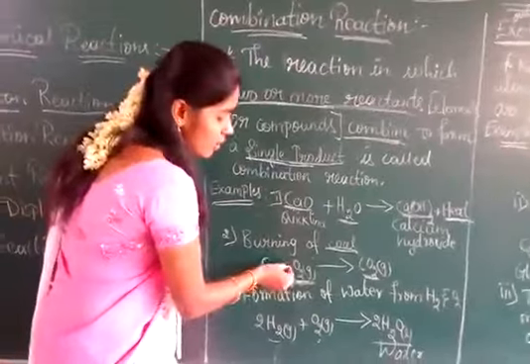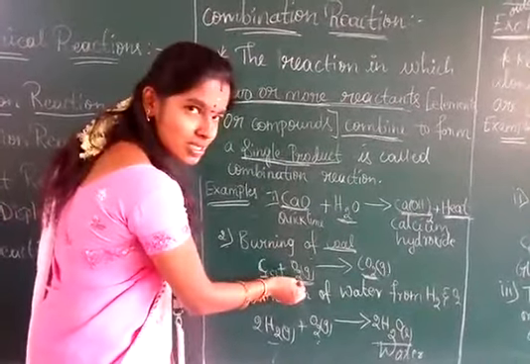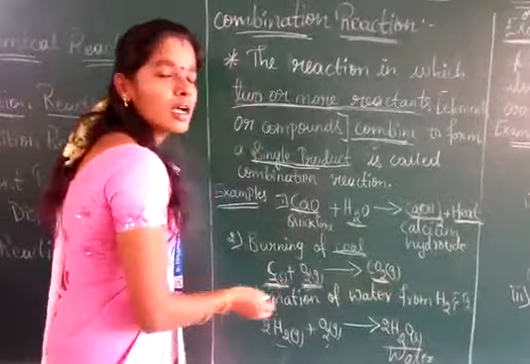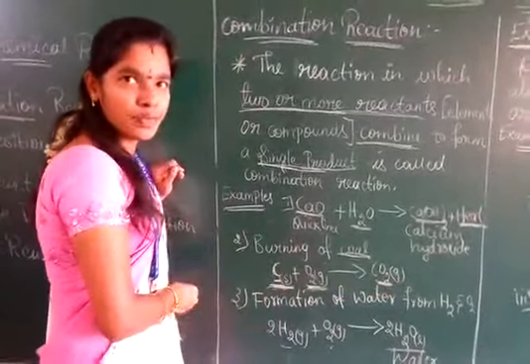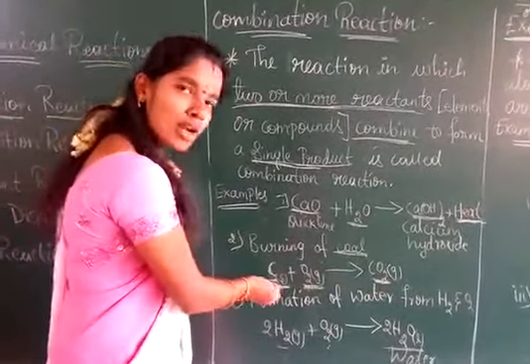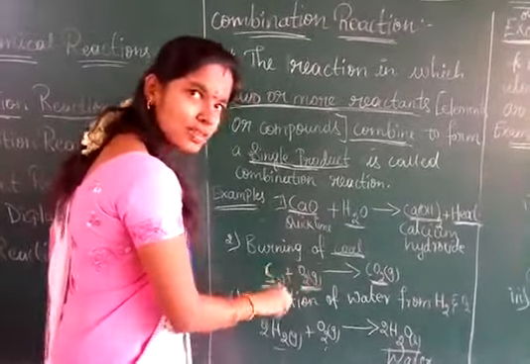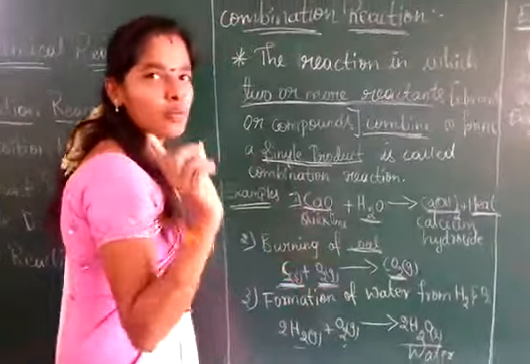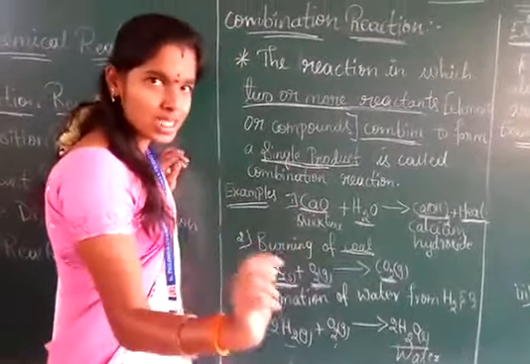Carbon burns in the presence of oxygen. It gives a single product, carbon dioxide. So carbon is 1 reactant, oxygen is 1 reactant. These 2 different reactants combine to form a single product, carbon dioxide.